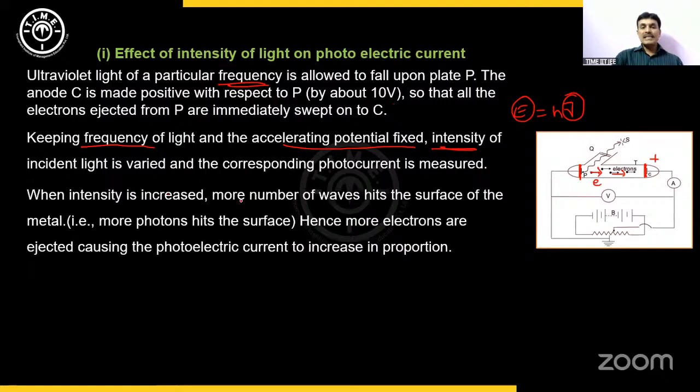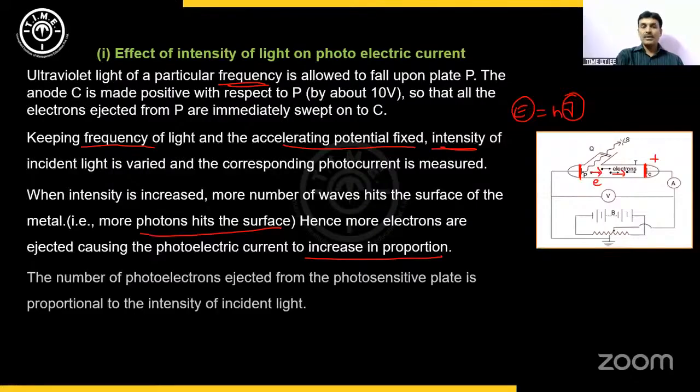When intensity is increased, more photons hit the surface, thereby releasing more electrons, and these electrons are collected by the anode. More electrons means more current is established in the circuit. So the number of photoelectrons ejected from this photosensitive plate is proportional to the intensity of radiation. So it is a direct relation, directly proportional.